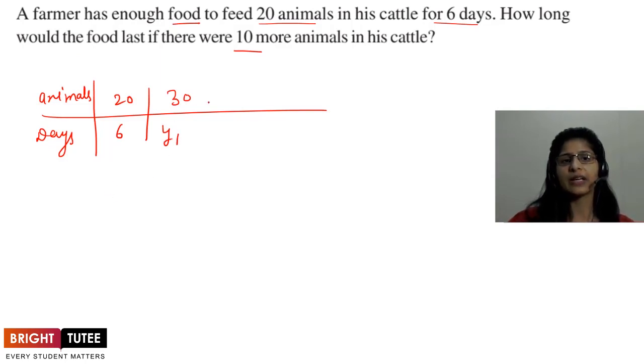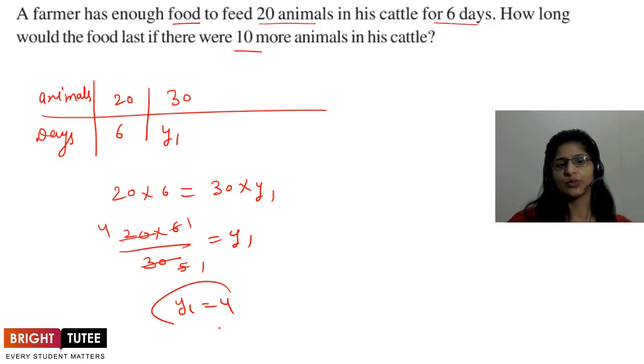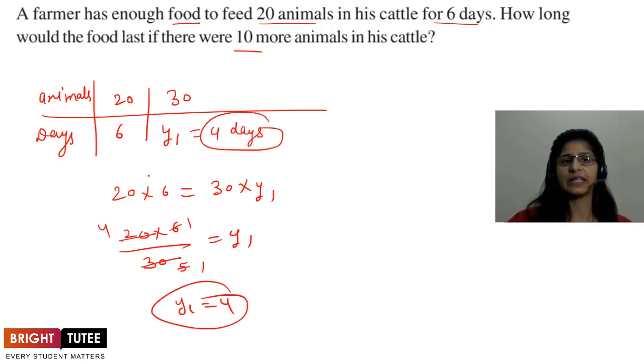So definitely when the number of animals is more, the food will last for less number of days. So inverse proportion, so we'll multiply like this. Clear? So 20 into 6 upon 30 is equal to y1. 6 ones are 6, 5 sixes are 30, 5 ones are 5, 4 fives are 20. So y1 is equal to 4. So what would be the answer? For 4 days he can feed them, or in 4 days the food will last if there are 30 animals instead of 20 animals.